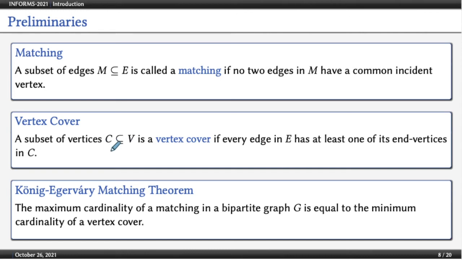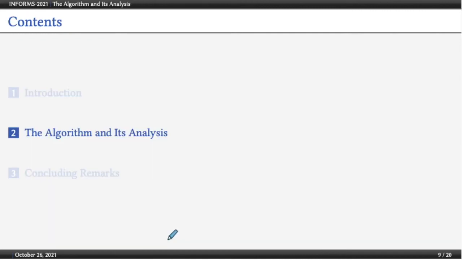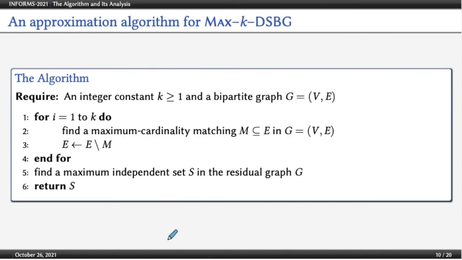And the Koenig-Egervary matching theorem states that the maximum cardinality of a matching in a bipartite graph G is equal to the minimum cardinality of a vertex cover. Alright, so now we are ready to state our algorithm and to prove the approximation ratio that we claim.